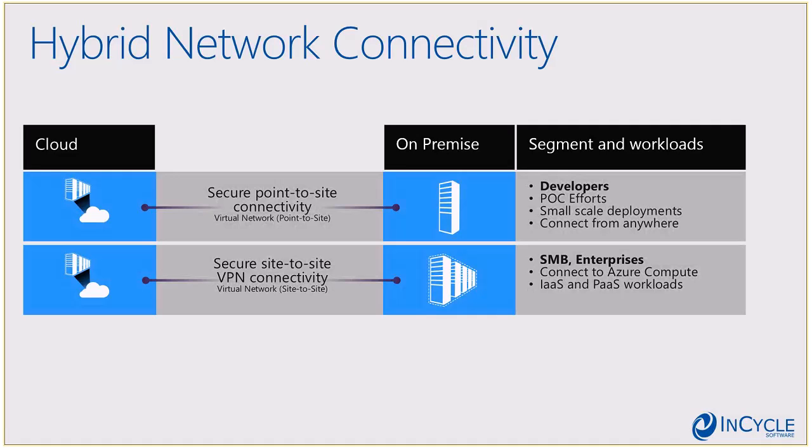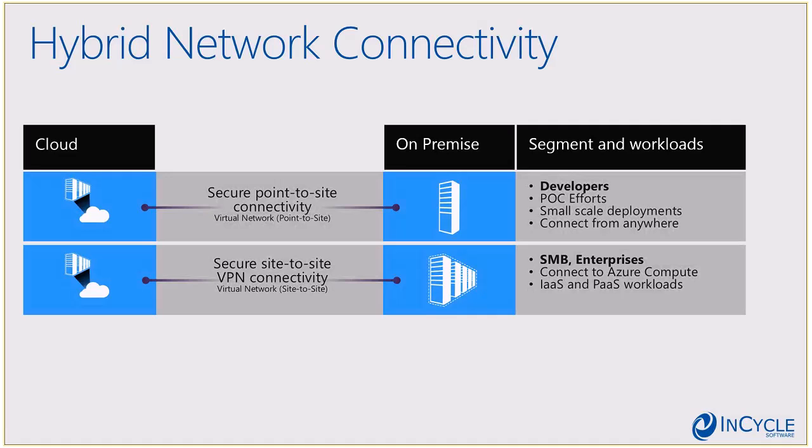You also have the option of doing secure site-to-site VPN connectivity, and that's actually where you're having your on-premise network talking to the virtual network up in Azure. An example where that would be applicable is if you're running a small business or you have some enterprise needs, you have to do some connectivity for Azure Compute. And it supports both infrastructure as a service in the form of virtual machines or platform as a service in the form of Azure Cloud Services such as worker roles or web roles.